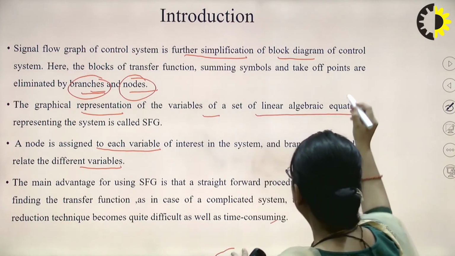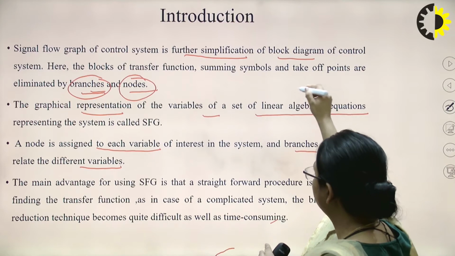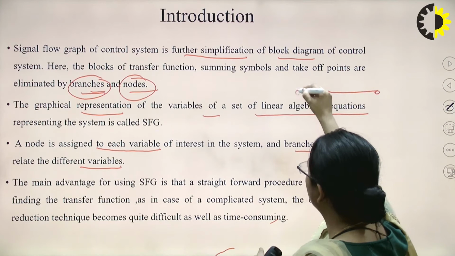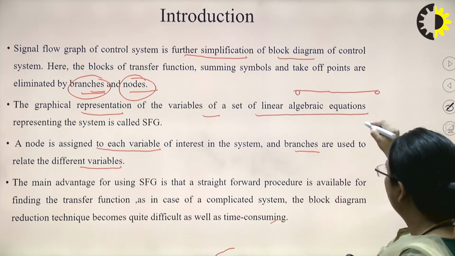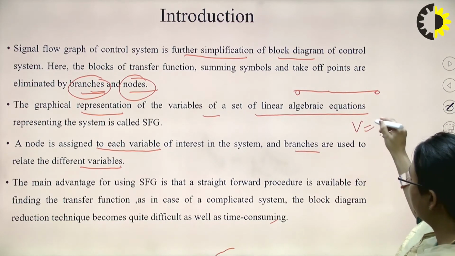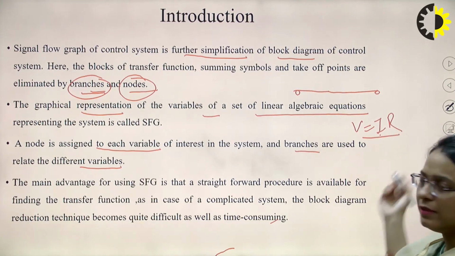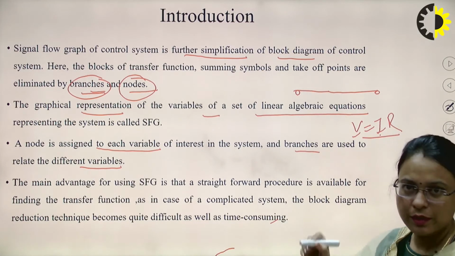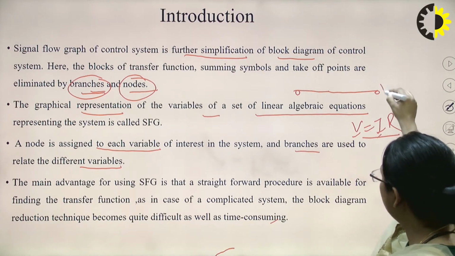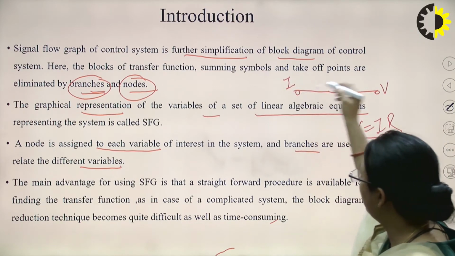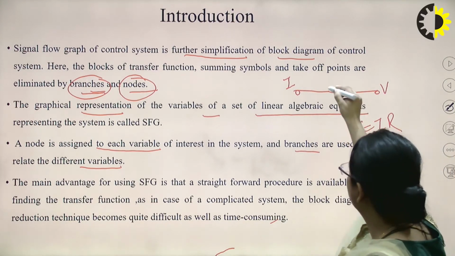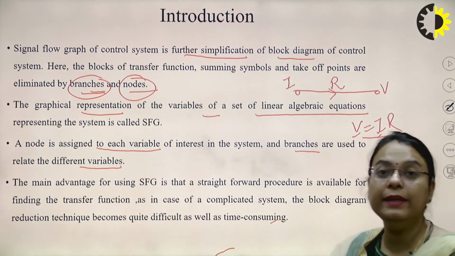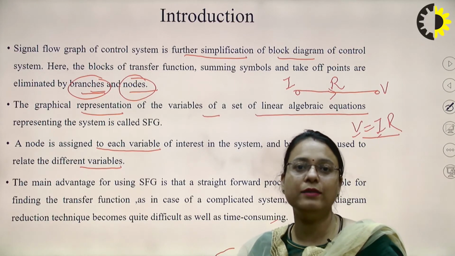Let us take a very simple example of Ohm's law, which is described by the equation V = IR. This is nothing but Ohm's law. Here we have two variables, voltage V and current I. So voltage V and current I represent the two nodes, and these are connected by a branch which has a gain represented by the resistance R.